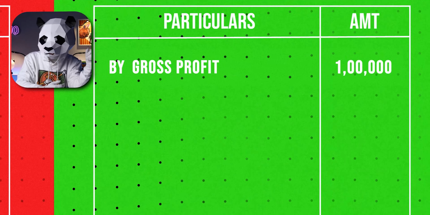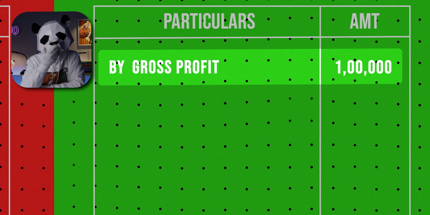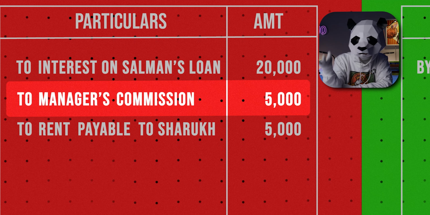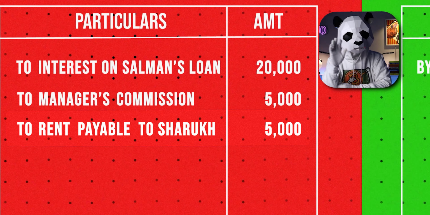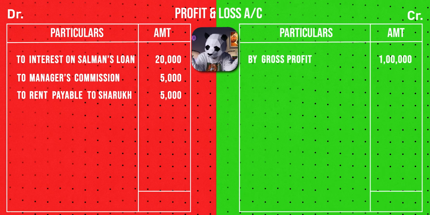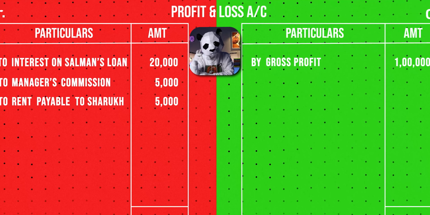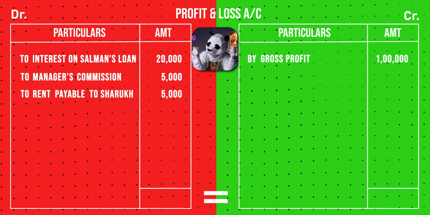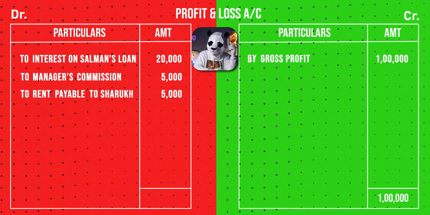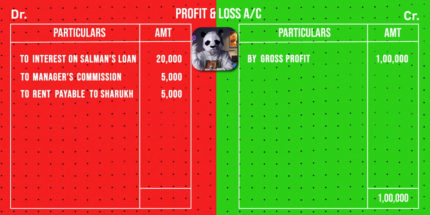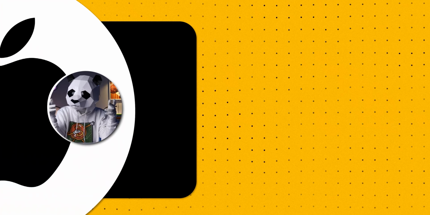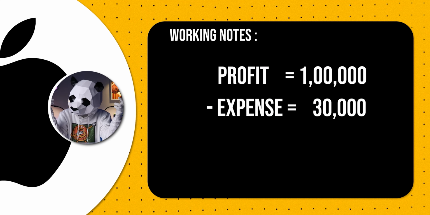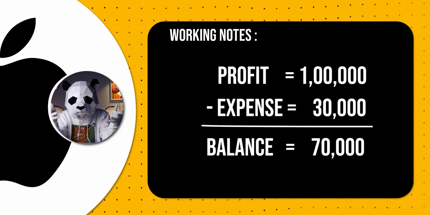Here we had a gross profit of 1 lakh on the right side, and it is from this 1 lakh we paid interest on loan 20,000, manager's commission 5,000, and Shahrukh's rent 5,000. But keep one thing in mind. In accountancy, whatever account you prepare, you have to follow one condition. Both left and right side total of the account should be the same. Here, the right side total is 1 lakh, but the left side total happens to be just 30,000 rupees, which means you had 1 lakh in your hand and you paid 30,000 from that. So the remaining profit is just 70,000 rupees.